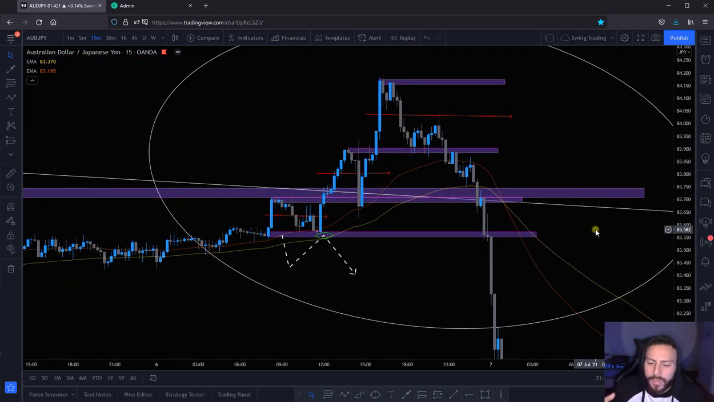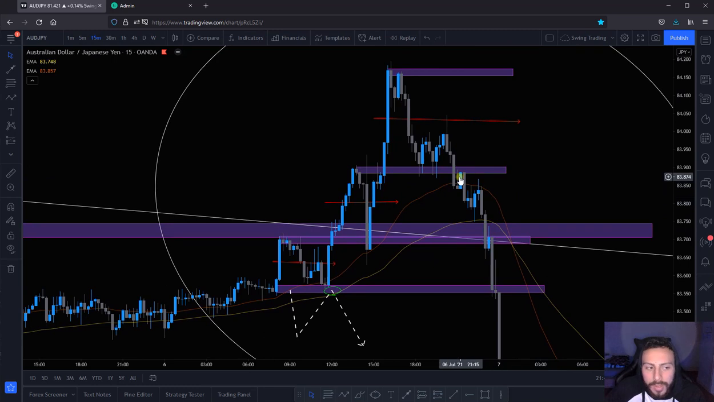Why? Because sellers took over. Sellers were in control of the market. There were no more buyers in the market, and it was all about waiting for that good entry opportunity. So this is a 50-minute time frame.